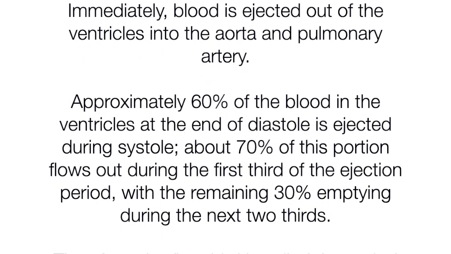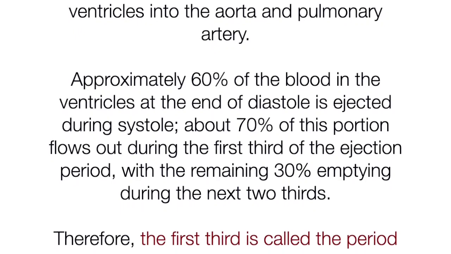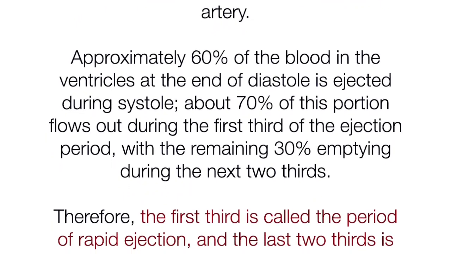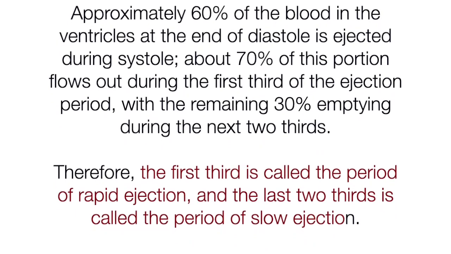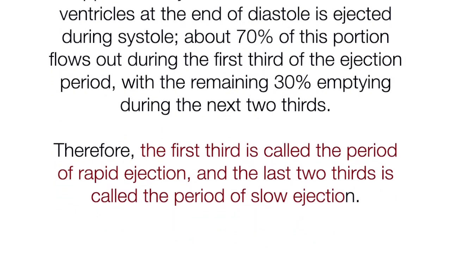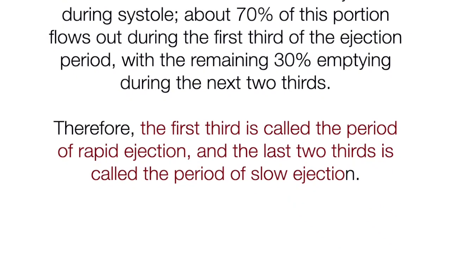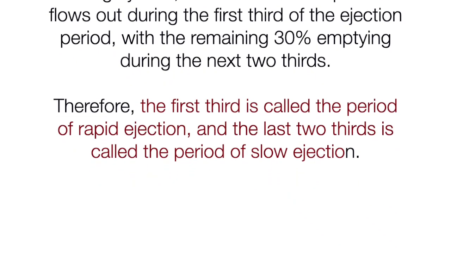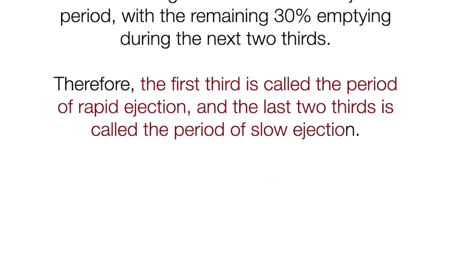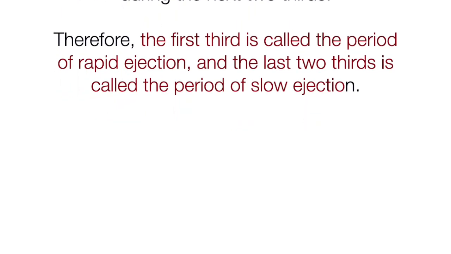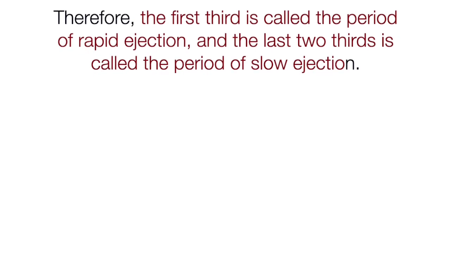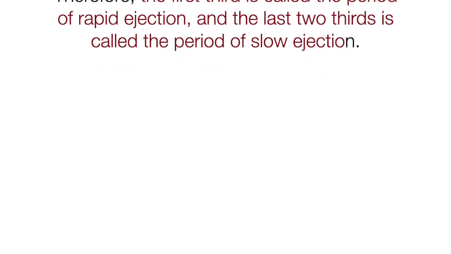Approximately 60% of the blood in the ventricles at the end of diastole is ejected during systole. About 70% of this portion flows out during the first third of the ejection period, with the remaining 30% emptying during the next two-thirds. Therefore, the first third is called the period of rapid ejection and the last two-thirds is called the period of slow ejection.